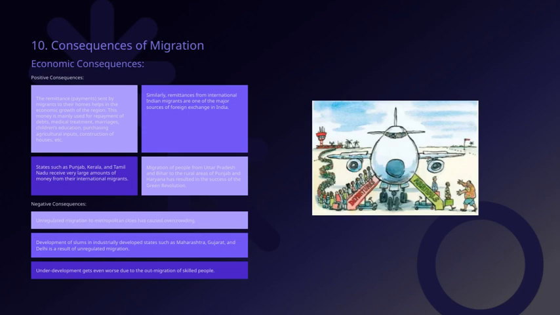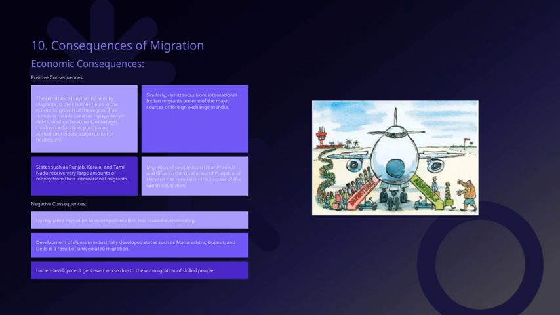Now, let's look at how underdevelopment can actually get worse due to the outmigration of skilled people. When talented individuals leave their regions, it creates a sort of vicious cycle, making development even more difficult. This is especially visible in states like Maharashtra, Gujarat, and Delhi, where we've seen the growth of slums largely because of unregulated migration.